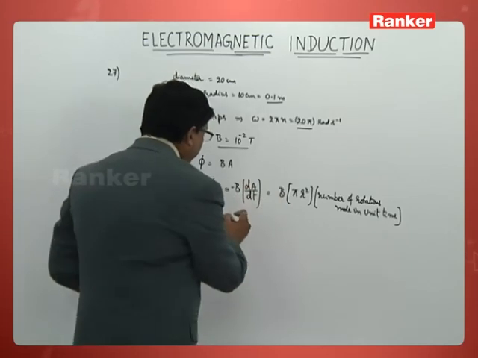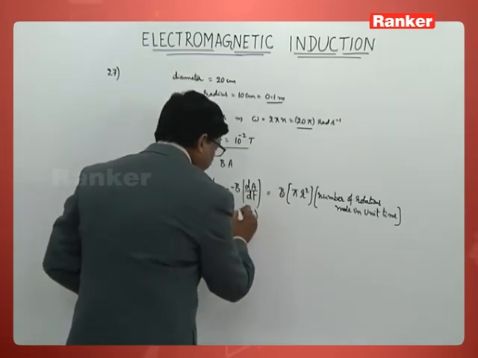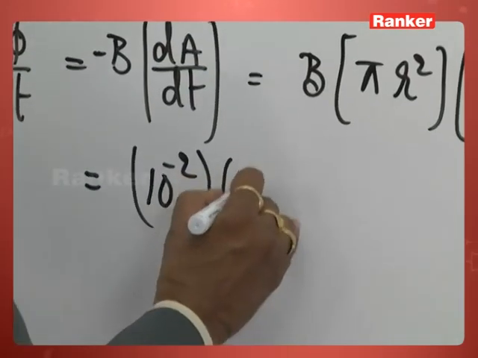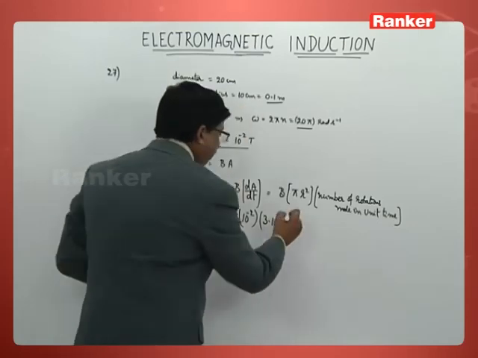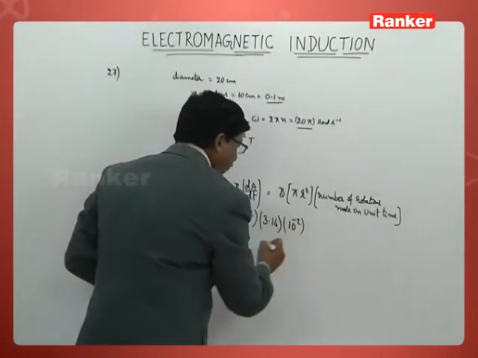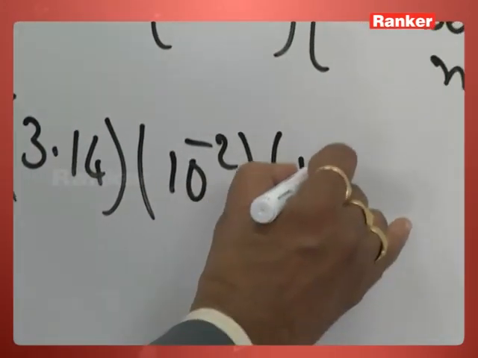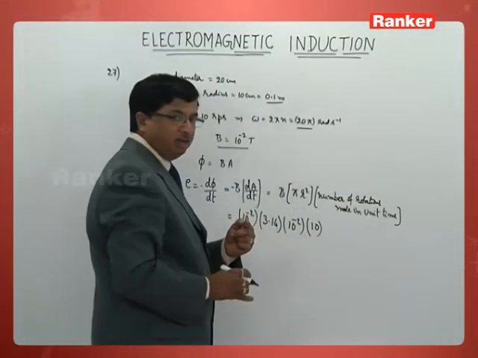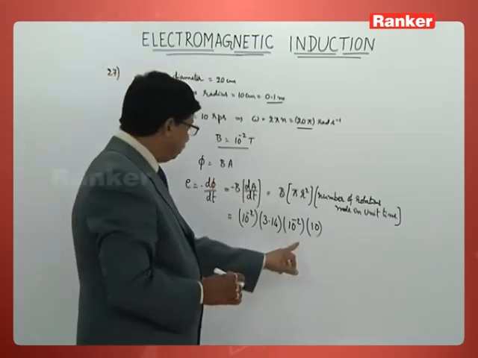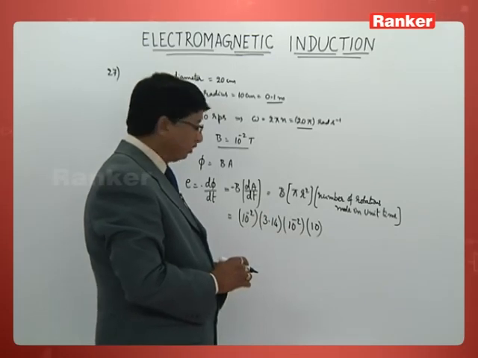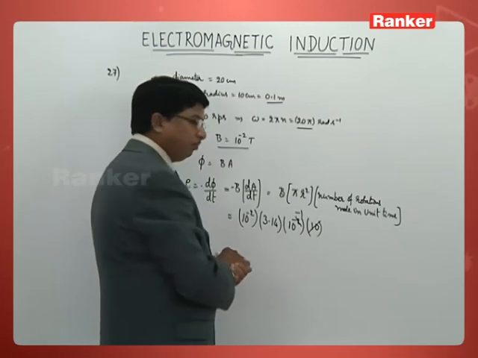So we have been given the value of B directly, that's 10 power minus 2, into π is 3.14, into r², that's going to be 10 power minus 2, into number of rotations it's making per unit time or in 1 second, which has already been given as 10 in the problem. So 10 you take it as it is. So this 10 gets cancelled here minus 1 time.